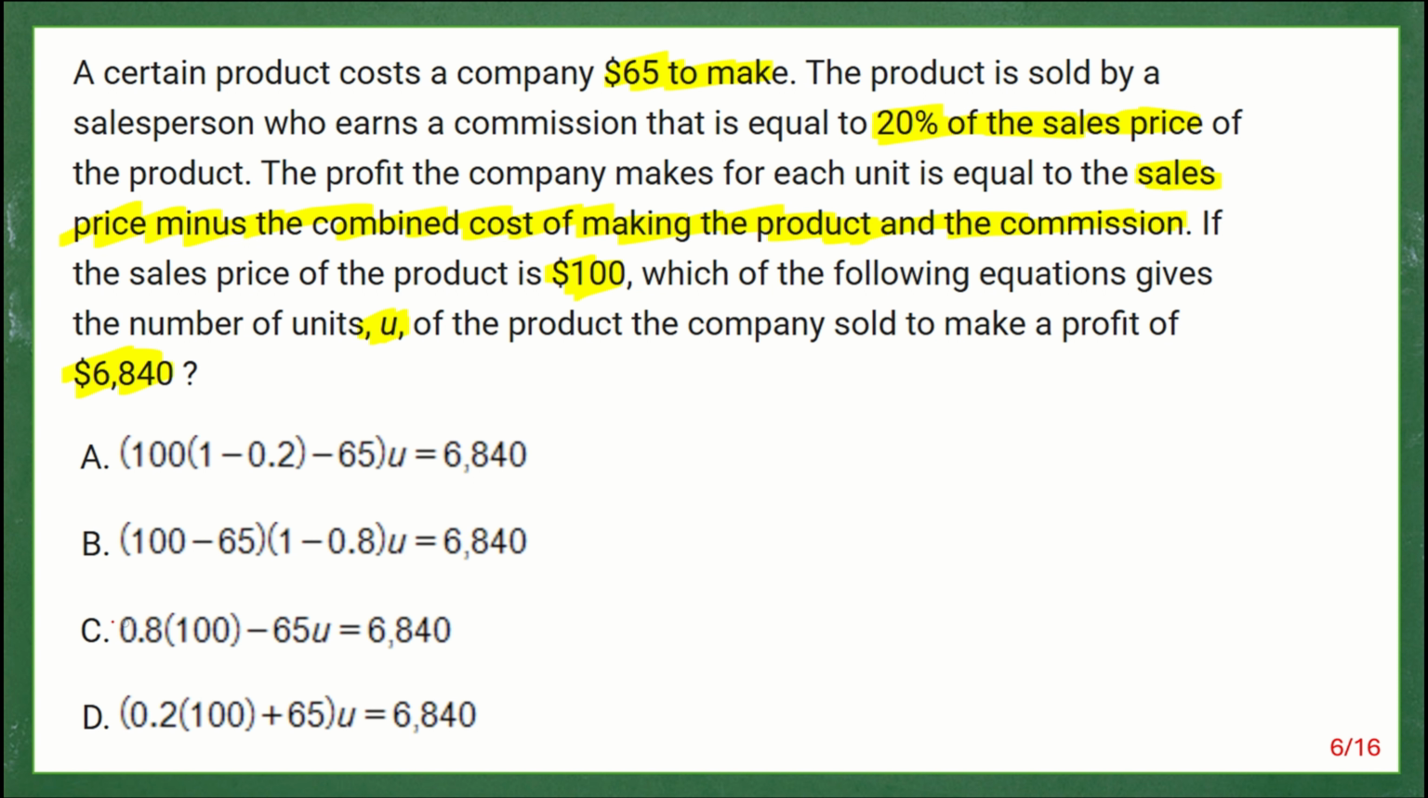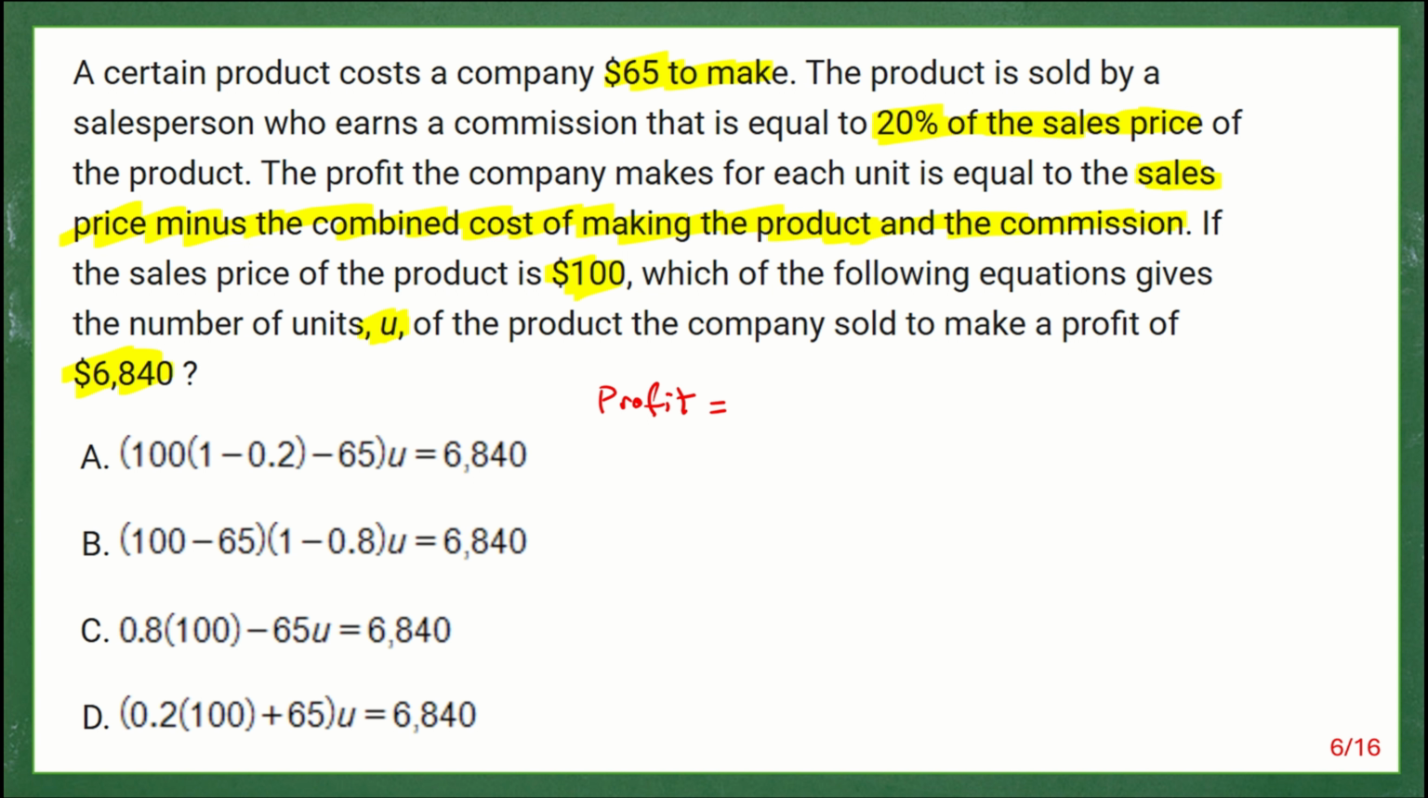$6,840 here? Okay, so basically we have to figure out an expression that represents that the total profit of $6,840 is being made by selling u number of units of the product here. Okay, so we are looking for the profit equation here. So let's figure out the profit for a single unit first, and then we can multiply that thing with the u number of units to figure out the total profit here.